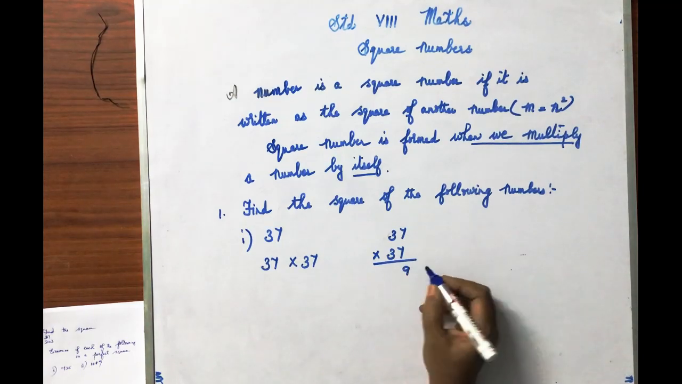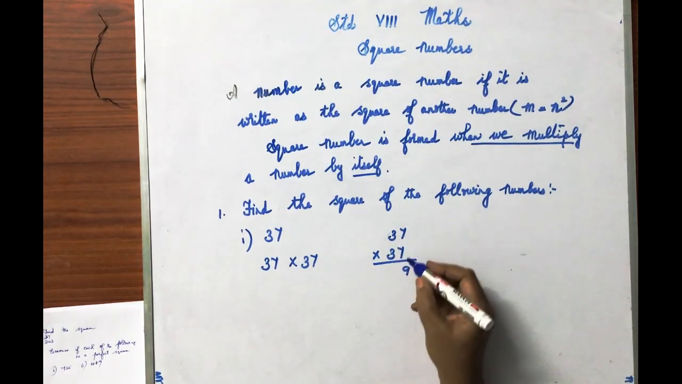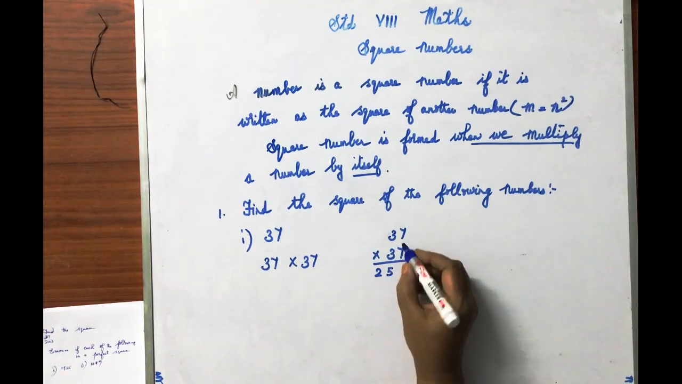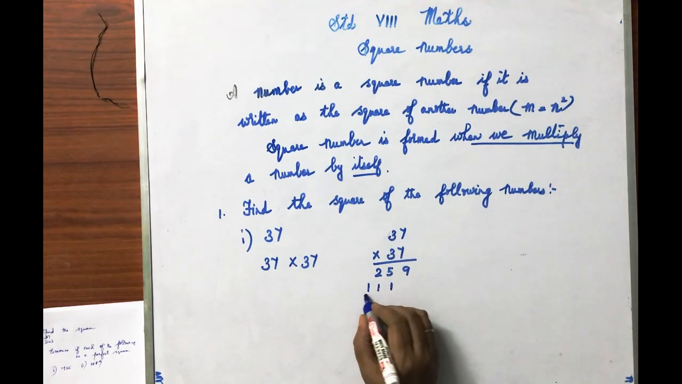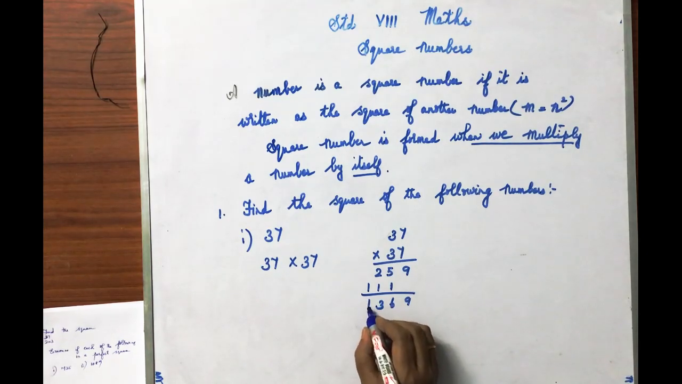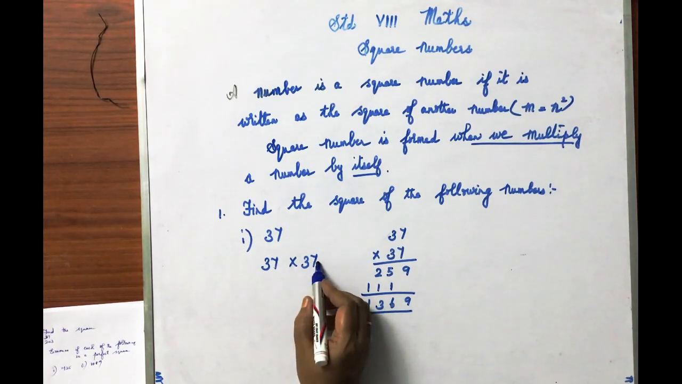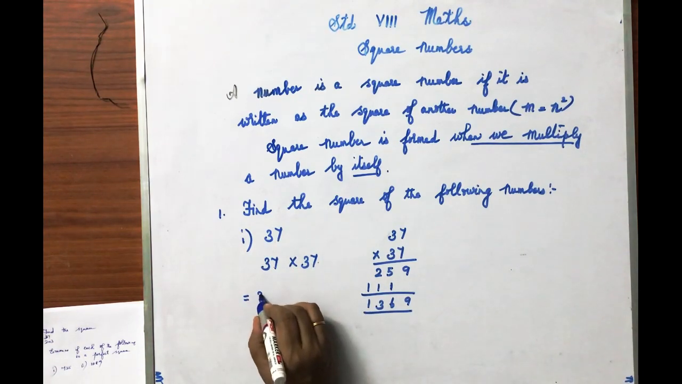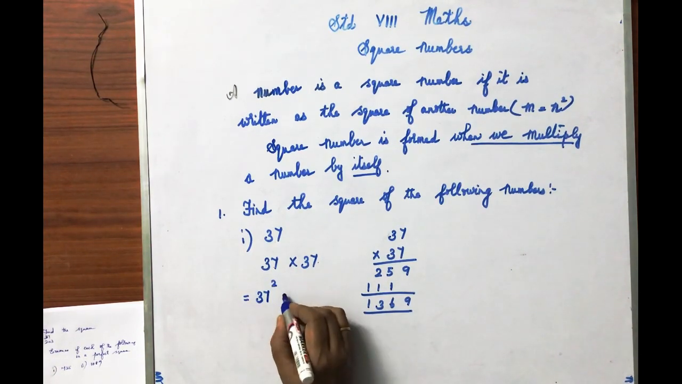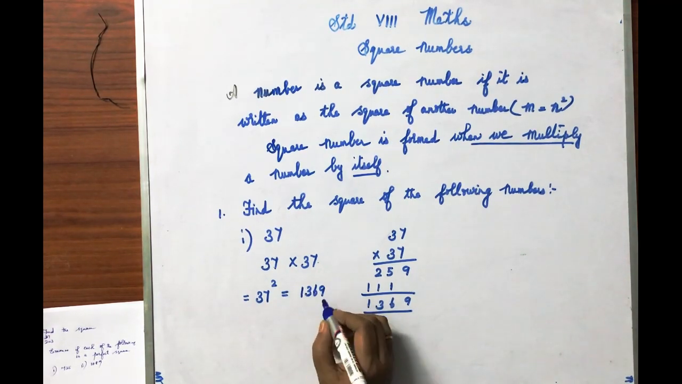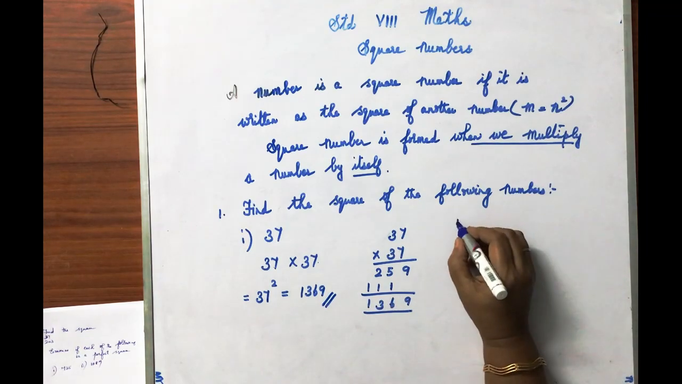7 sevens are 49. 3 sevens are 21 plus 4, 25. 7 threes are 21. 3 threes are 9 plus 2, 11. So, 9, 6, 2 plus 1, 3, then 1. And this 37 into 37, as the same number is written 2 times, can be written as 37 squared equal to 1369.